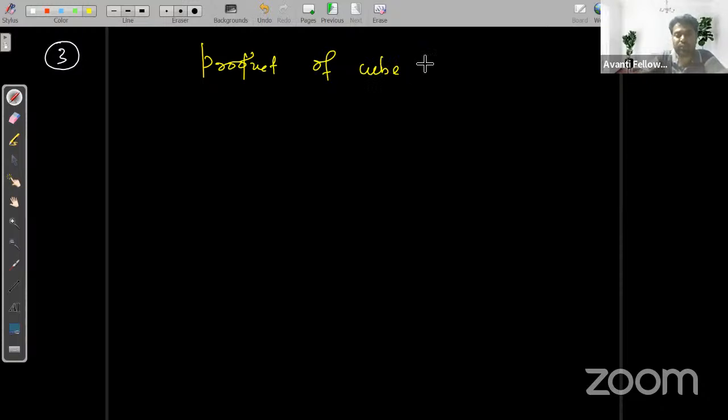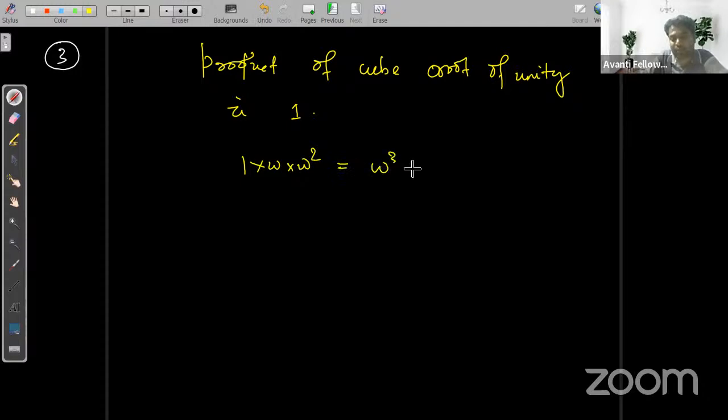The product of the cube roots of unity is 1. That means 1 into omega square, which is equal to omega cube, is equal to 1. Yes or no? Clear? Okay.